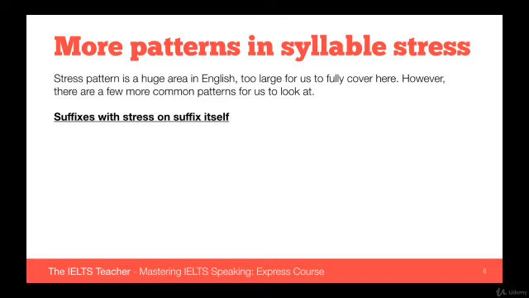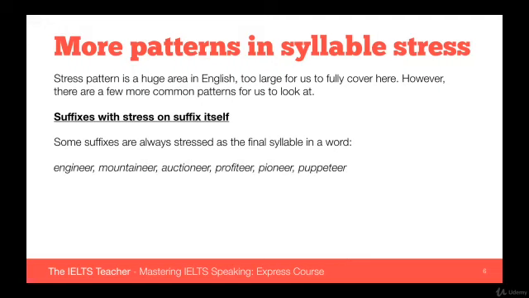So, suffixes. Suffixes with stress on the suffix itself. Some suffixes are always stressed as the final syllable in a word. These ones here, for example, with the suffix EER. Engineer, mountaineer, auctioneer, profiteer, pioneer, puppeteer. Another one here with E's.